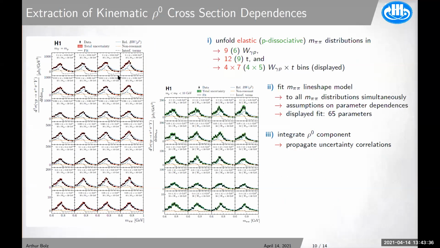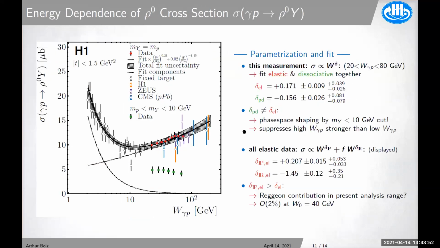For each differential point, we measure the mass distribution and fit this model that I briefly introduced. We fit it to the mass distributions in all the kinematic bins. And then you show the data only for this pure rho-meson. And then what I showed in the following is the rho contribution integrated out.